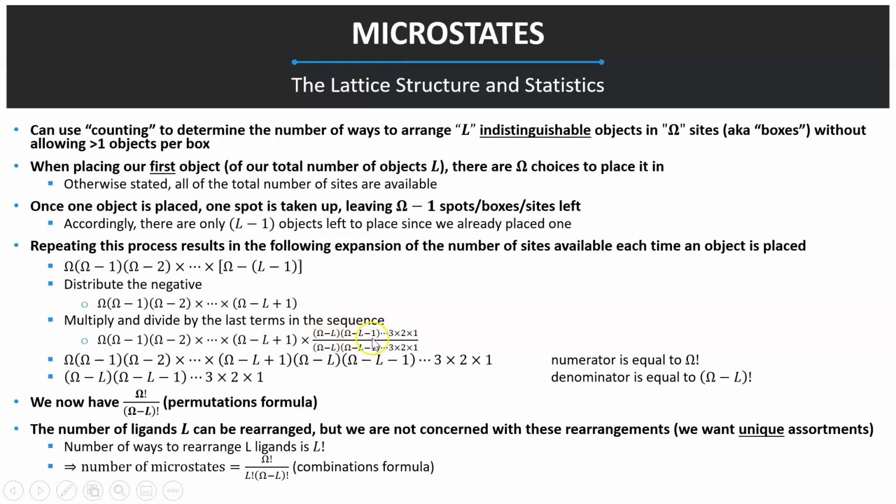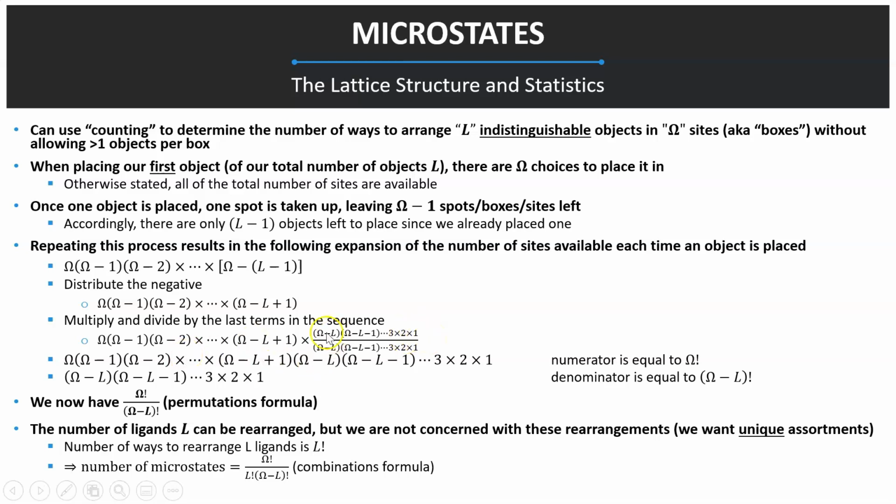Omega minus L minus 1, meaning all ligands have been placed and we have also taken away one additional spot, and of course our last three terms being 3, 2, and 1. The last three terms simply represent a situation that would occur if we kept subtracting more and more spots away from the total number. Eventually, we would end up with one spot available out of the total number omega.